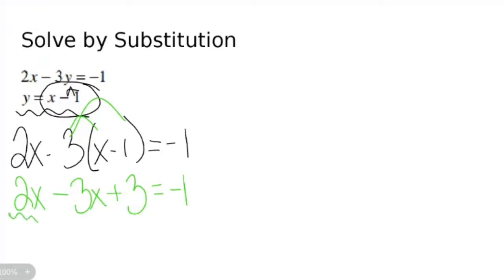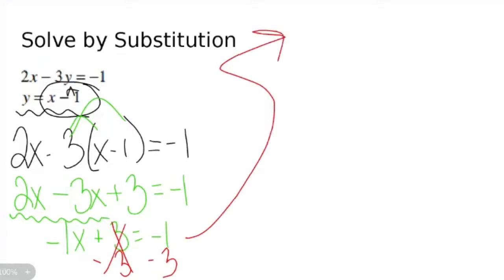Just like in the last one, I have two x's living right next to each other. 2x take away 3x is going to be negative 1x, or negative x, but I'm going to write out negative 1x. So I have negative 1x plus 3 equals negative 1. Is x all by itself? No. What's in the way? Well, 3 is in the way, so why don't I subtract 3? So when I rewrite that out, I now have negative 1x equals negative 4.